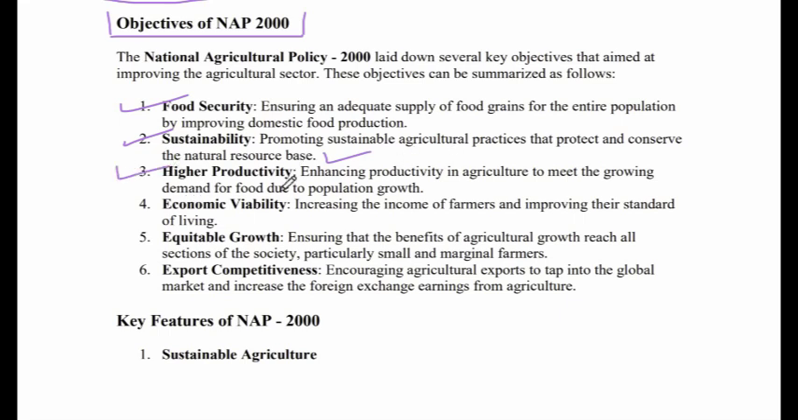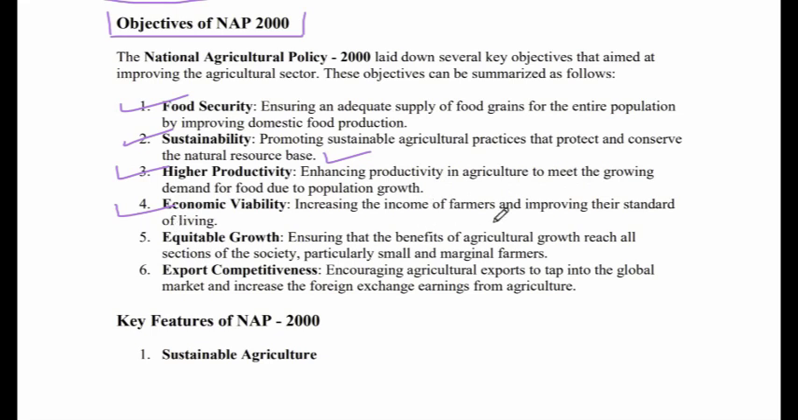Higher productivity. Enhancing productivity in agriculture to meet the growing demand for food due to population growth. Population is growing, the demand for food is growing, and that can be only met when there is higher productivity through agricultural activities.